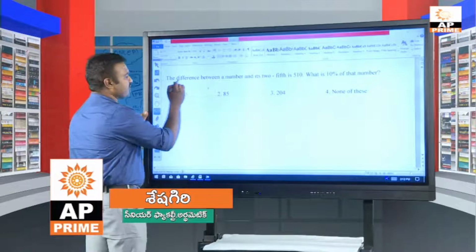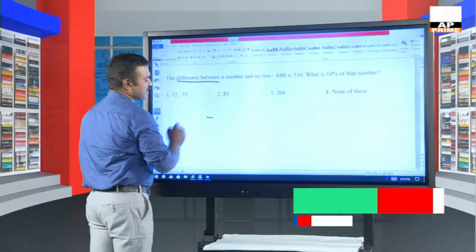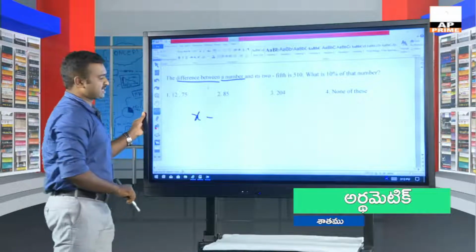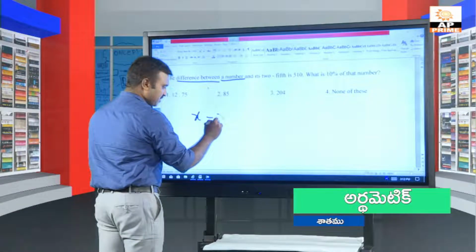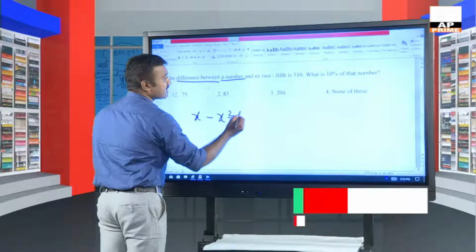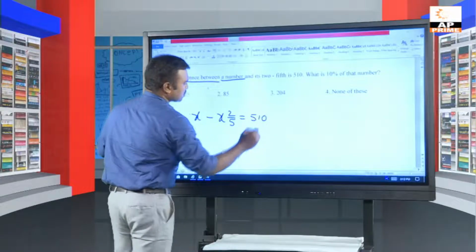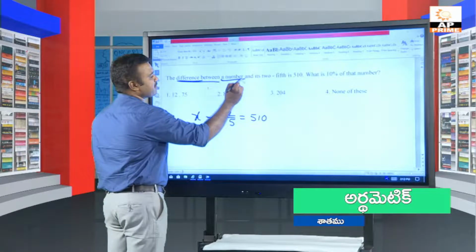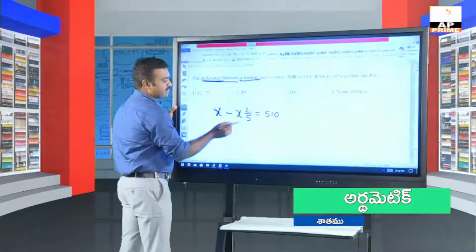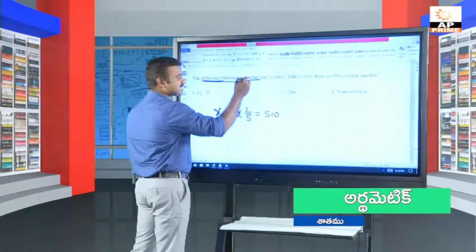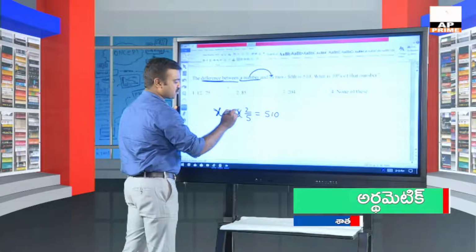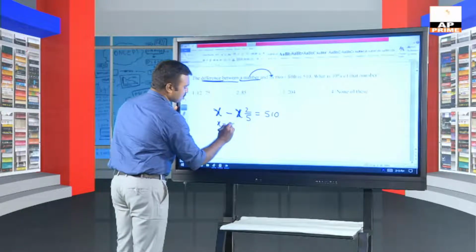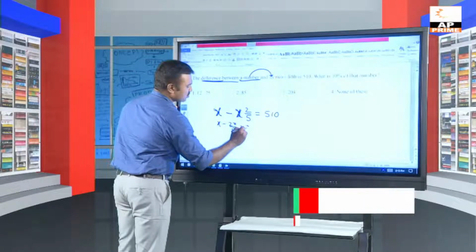చూడండి, ద డిఫరెన్స్ బిట్వీన్ అంటే మైనస్. ఏ నెంబర్, ఆ నెంబర్ ఎంతో తెలియదు కాబట్టి ఎక్స్ అనుకుంటున్నా, అండ్ ఇట్స్ 2/5. ఇట్స్ అంటే ఆ నెంబర్ అంటే ఎక్స్ అనుకున్నాగా, అండ్ ఇట్స్ 2/5 ఈజ్ 510 అన్నాడు. సో ఎక్స్ మైనస్ 2x/5 ఈజ్ ఈక్వల్ టు 510.